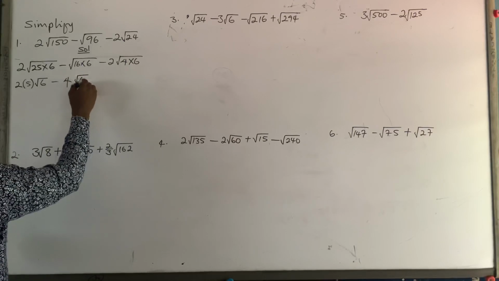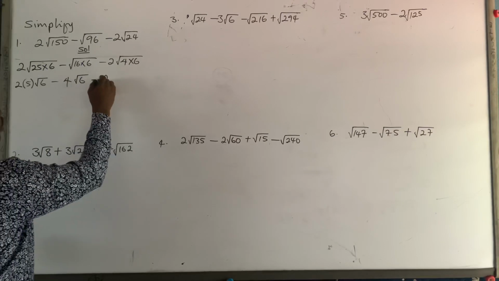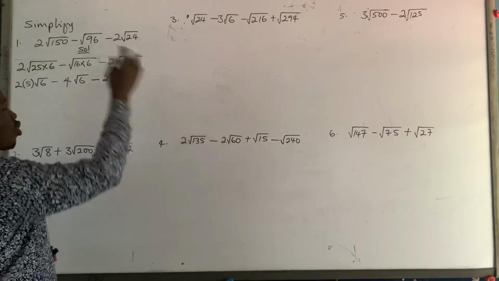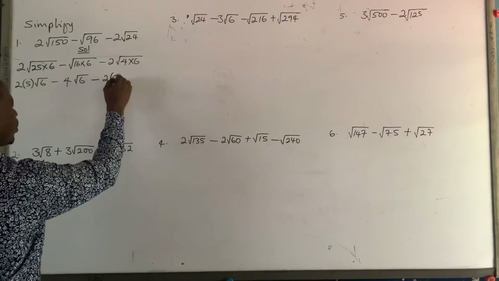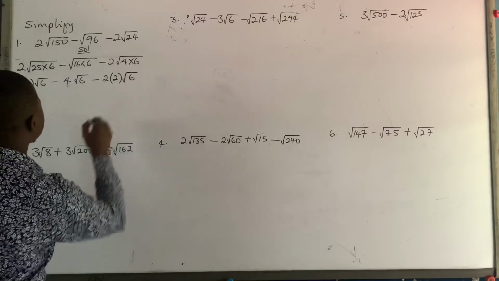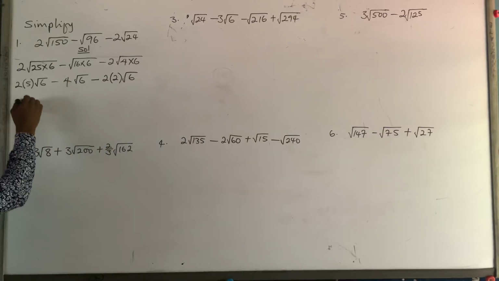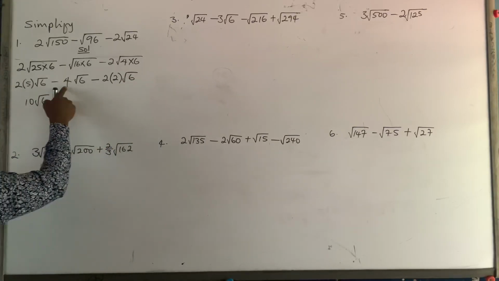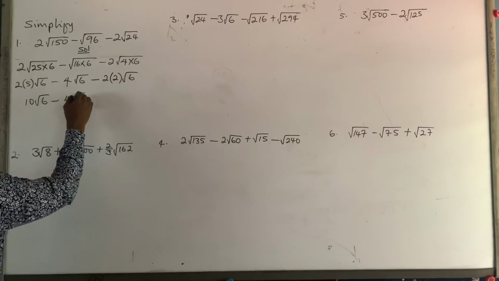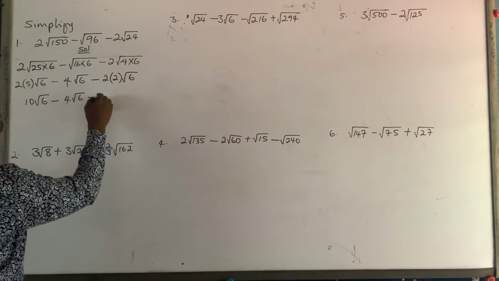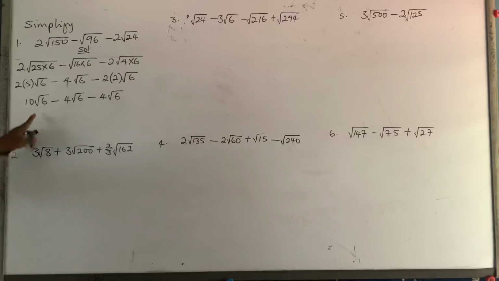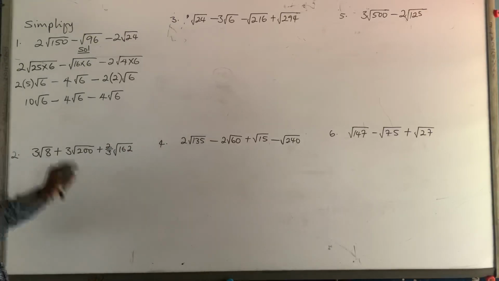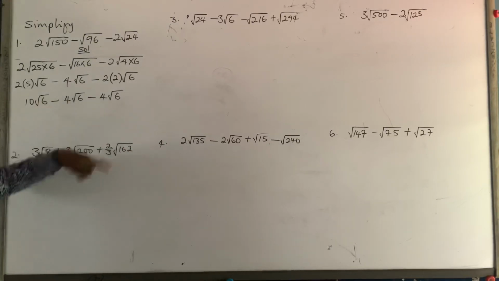So there remains 6. So 2. This 2 multiplies the one coming outside, that is the square root of 4, which is 2. So there remains 6. So 2 times 5 is 10 root 6. This is 4 root 6. This is also 4 root 6. So we can see that all the surds are the same. Root 6, root 6, root 6. So we can add them, we can subtract them.